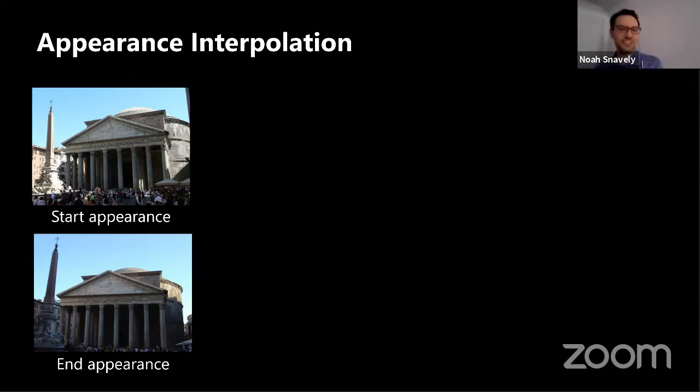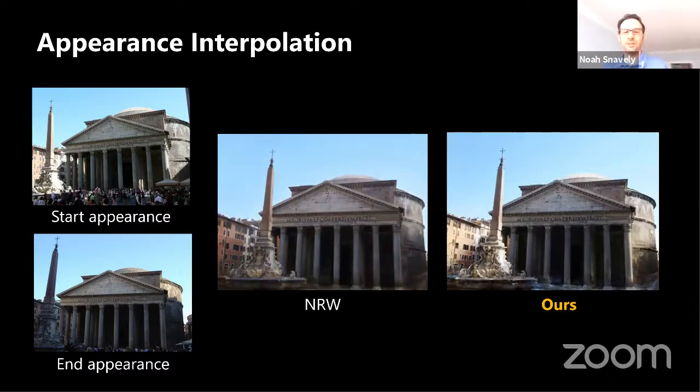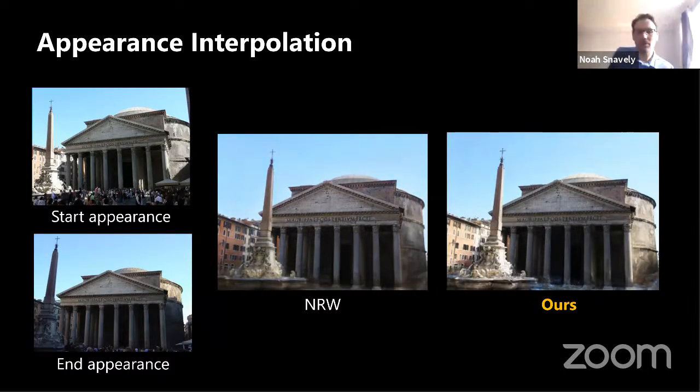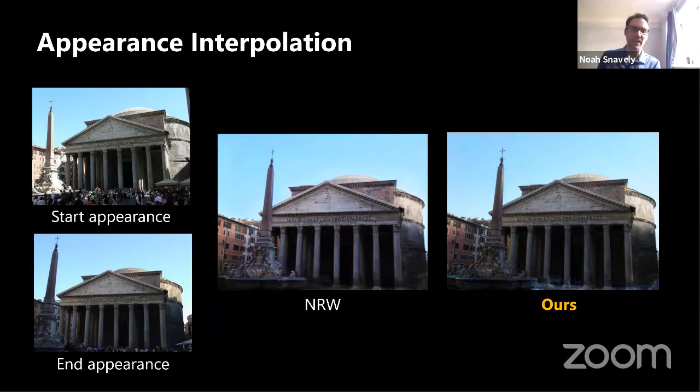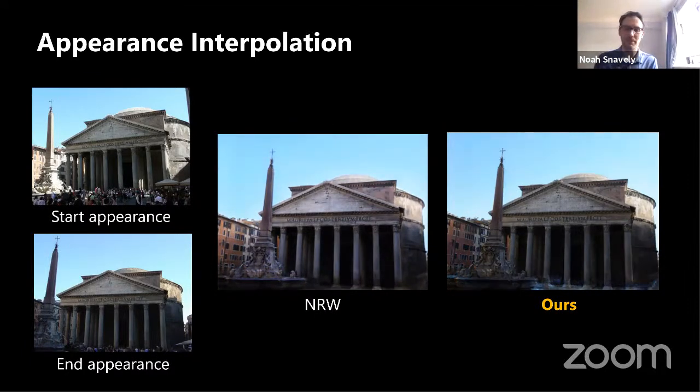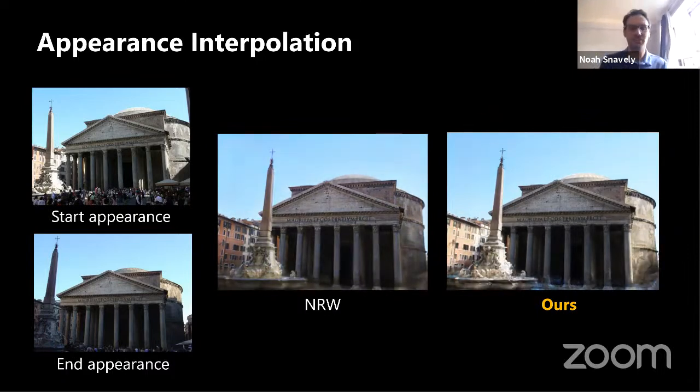You can take two different exemplar images and interpolate the appearance between them. Something nice that's learned by this method is not just the individual appearances, but a space that's meaningful to interpolate. So you can compare that to Neural Rendering in the Wild. And we capture things like shadows. They're not perfectly sharp, but we capture things like shadows much better with our approach compared to prior work.